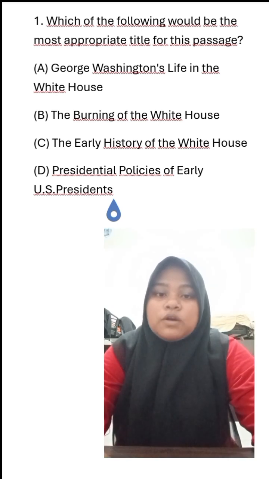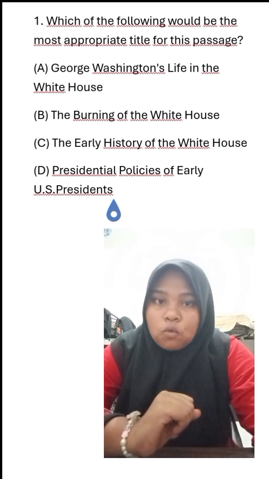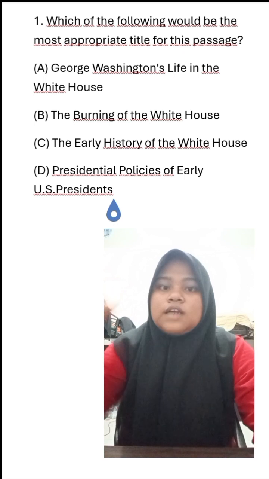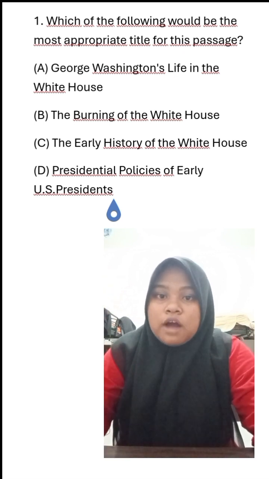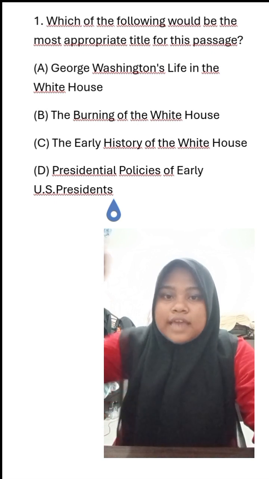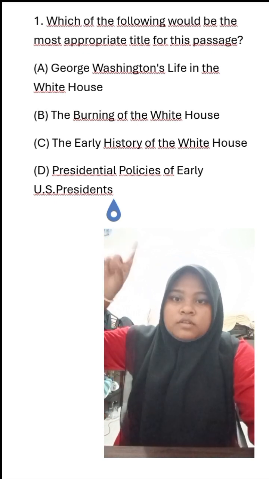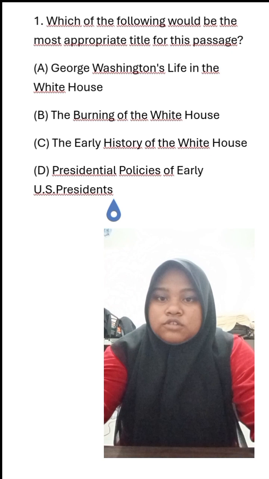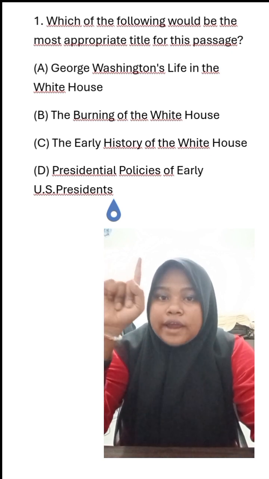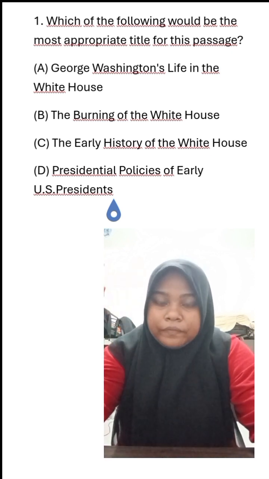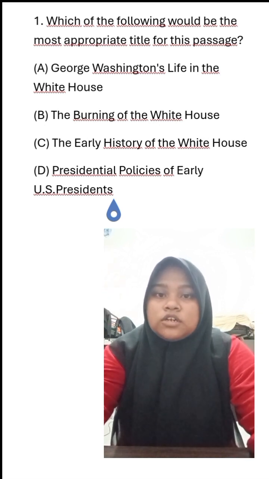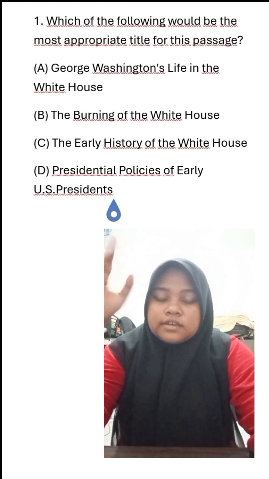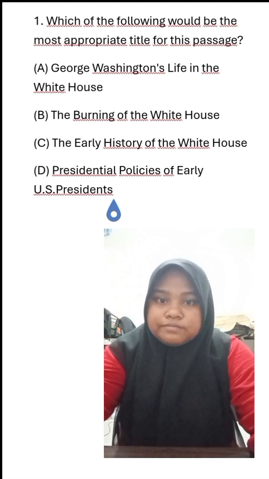So at question number 1, the answer is C. Why? Because the author mentions the White House twice, and the author explains about it. We can see it in the text. In the text, the author said the White House. So that's why it is the title, because the author said it twice in the other paragraphs too.